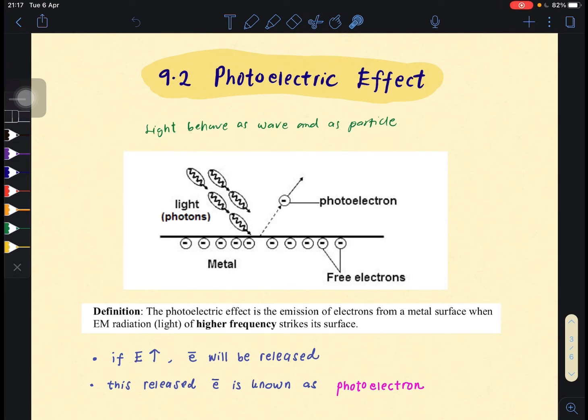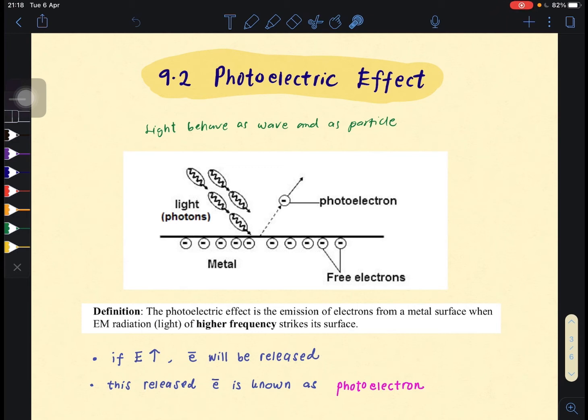So the experiment is, we have a metal, so this is the surface of the metal, and we know that inside the metal there are free electrons. We have light shining on the surface of the metal, and then what we see is that an electron is released from the surface of the metal. This released electron, we call a photoelectron. So why does this happen?